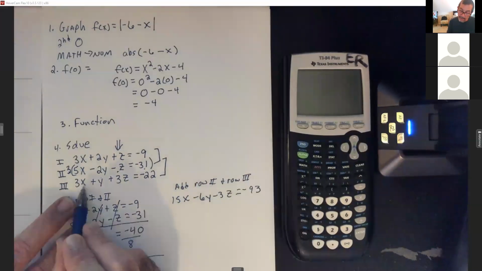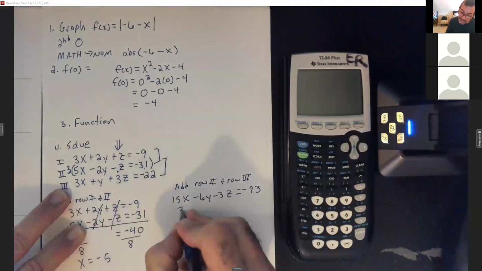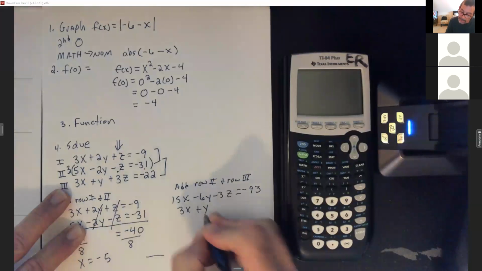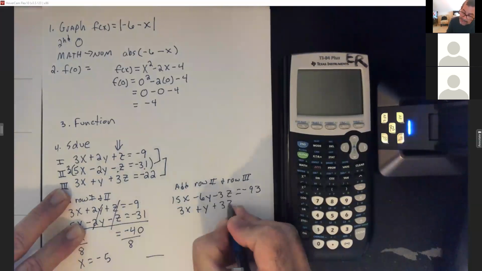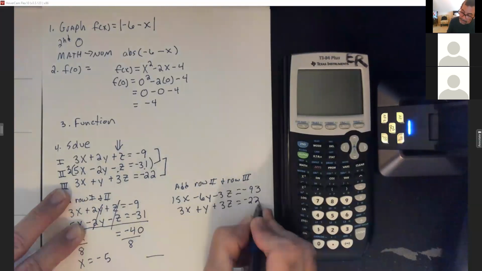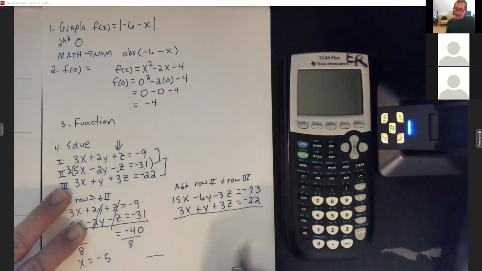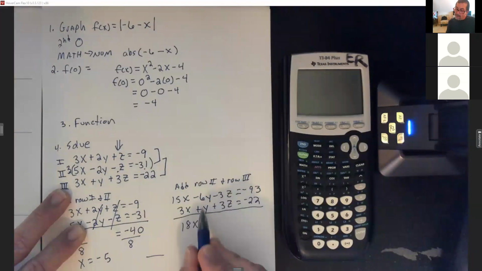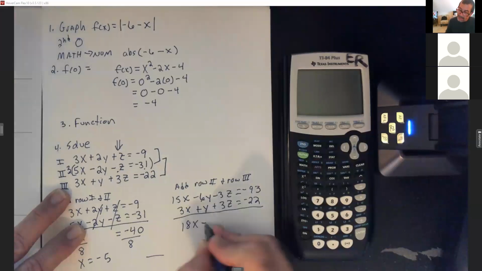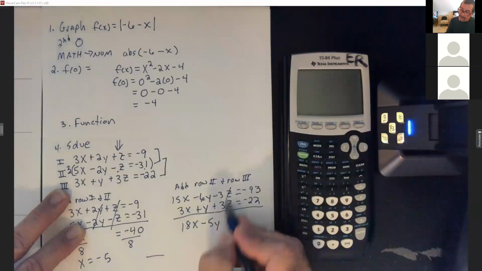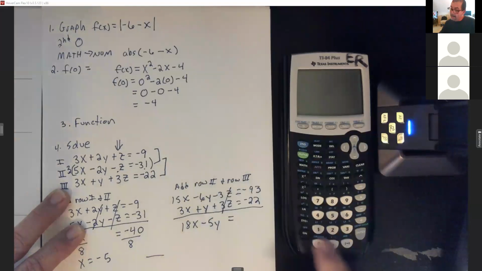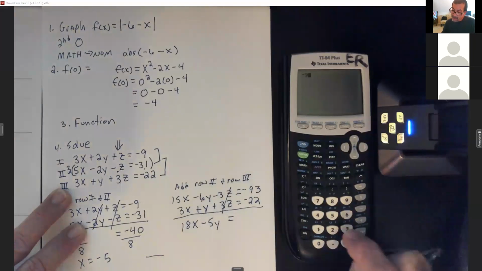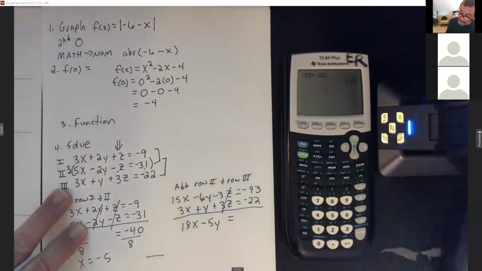Now let's bring row 3. I don't have to change it. So I got 3x plus 1y plus 3z equals -22. So adding those, I get 18 x's. -6y and 1y give me -5y. The z's cancel. And then let's see, let me add that together. So I got -93 plus -22. That's going to give me a -115.